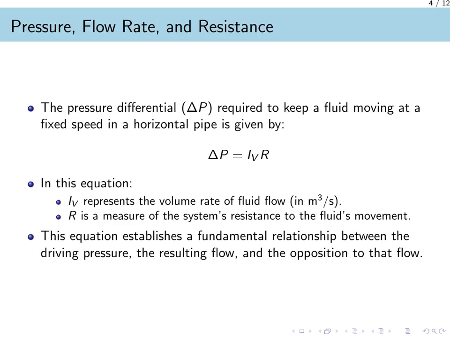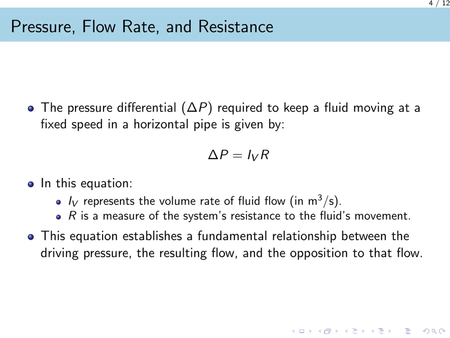Therefore, for any real fluid, a continuous pressure difference is necessary to overcome internal friction and sustain flow. To understand the flow of real fluids, we need a relationship that connects the driving pressure, the resulting flow, and the opposition to that flow. Unlike ideal fluids, real fluids require a constant push to overcome internal friction, which we call viscosity. The equation that governs this is delta P equals I sub V times R.